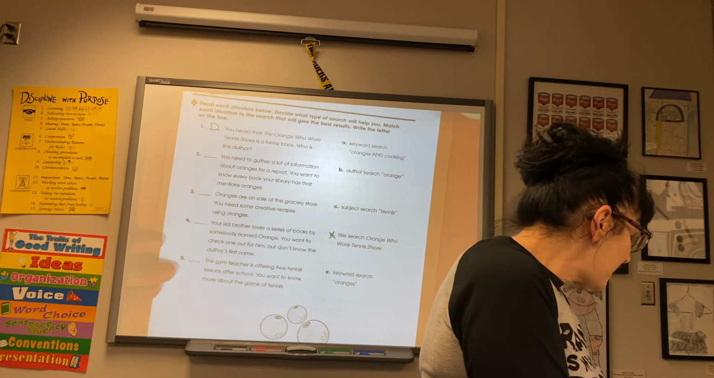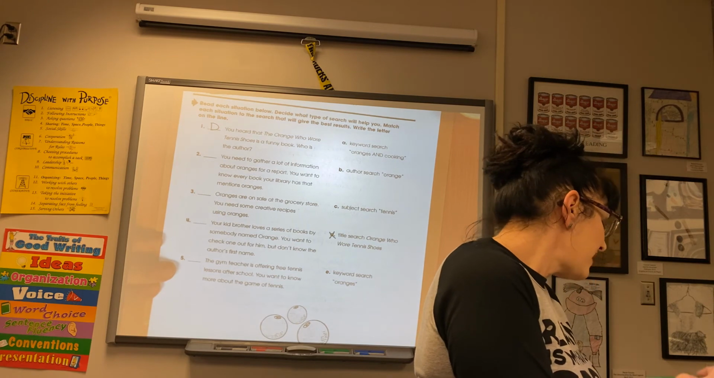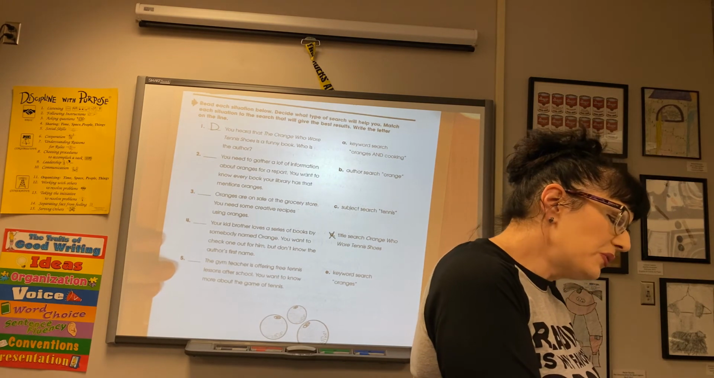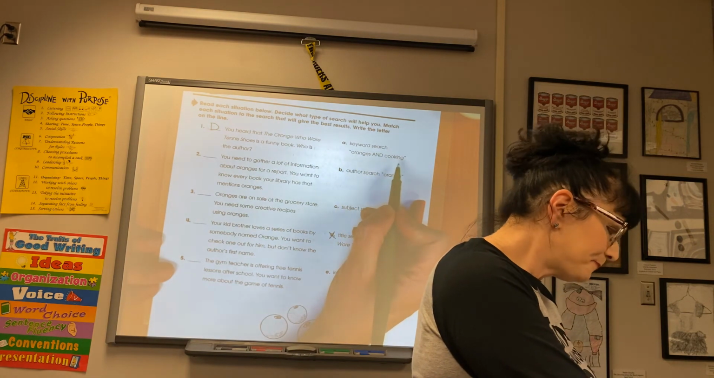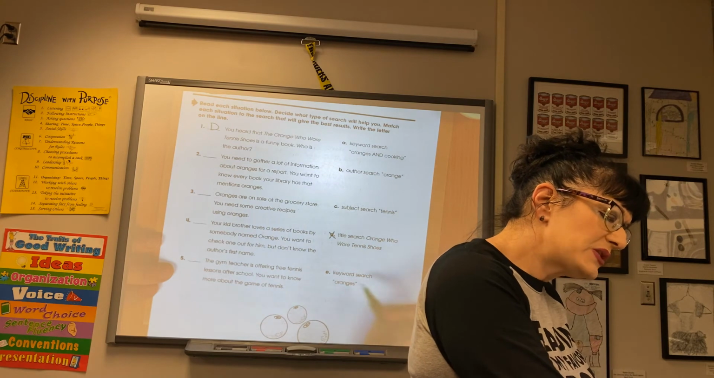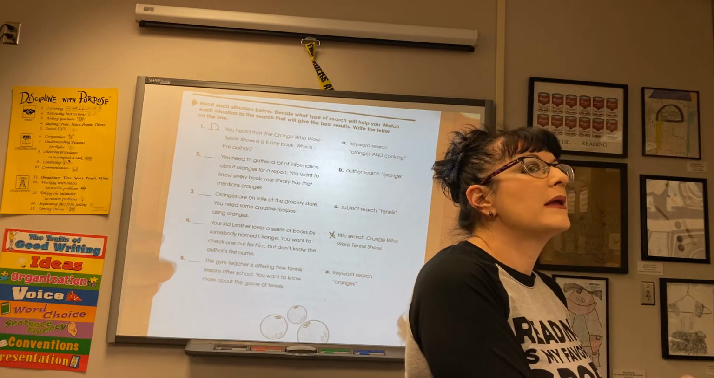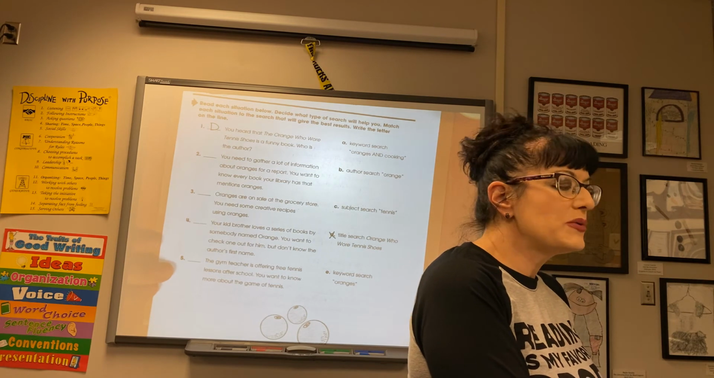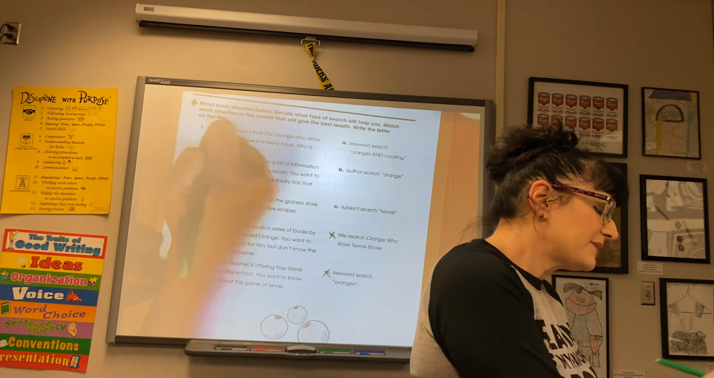Number 2, you need to gather a lot of information about oranges for a report. You want to know every book that your library has that mentions oranges. So you're going to do a keyword search for oranges and cooking, author search for oranges, subject search for tennis, or keyword search for oranges. And if you remember, keyword searches bring up the most, so you are going to do a keyword search for oranges, and that's what you would do.